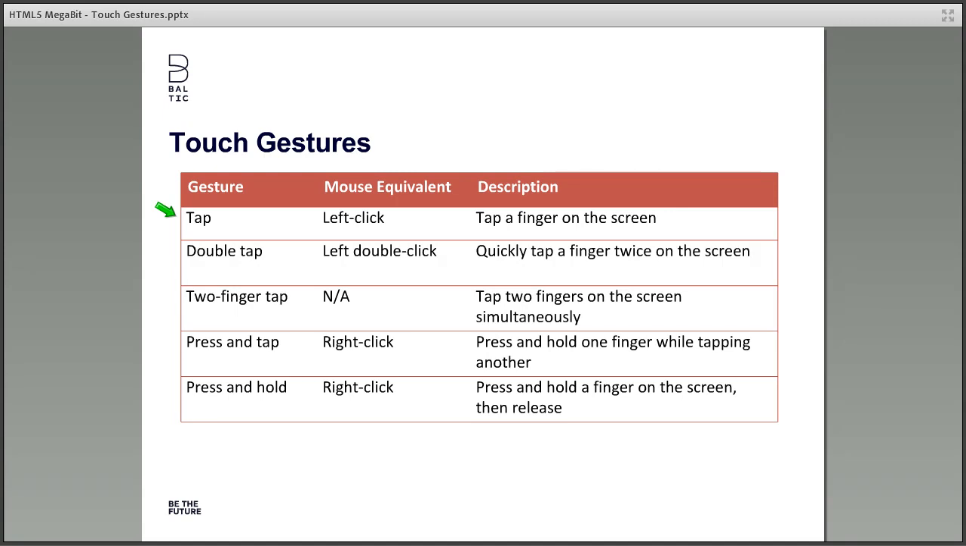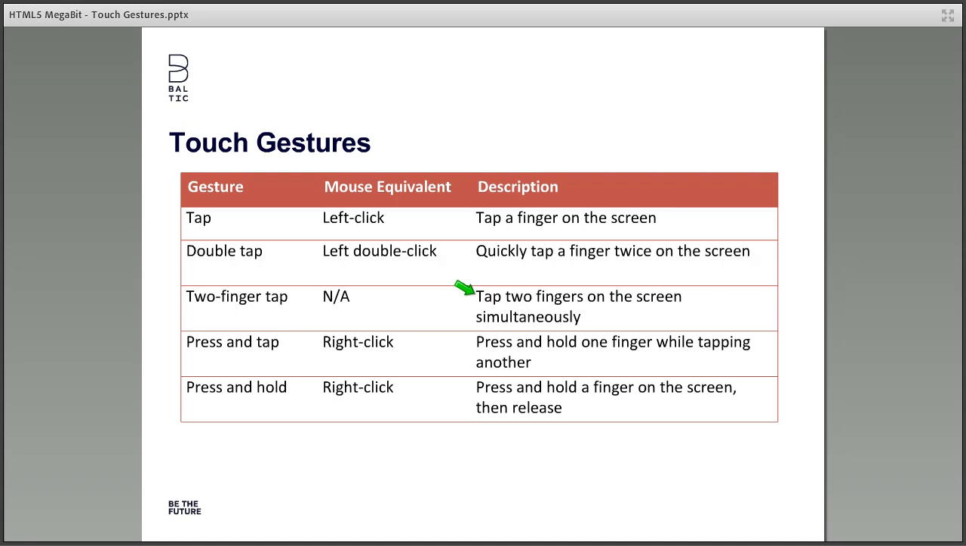But there are different gestures that we can do. We can have a tap, a double tap, a two finger tap, a press tap, and press and hold. And as you can see, the mouse equivalent. There's no mouse equivalent for the two finger tap, but the description is to tap two fingers on the screen simultaneously.